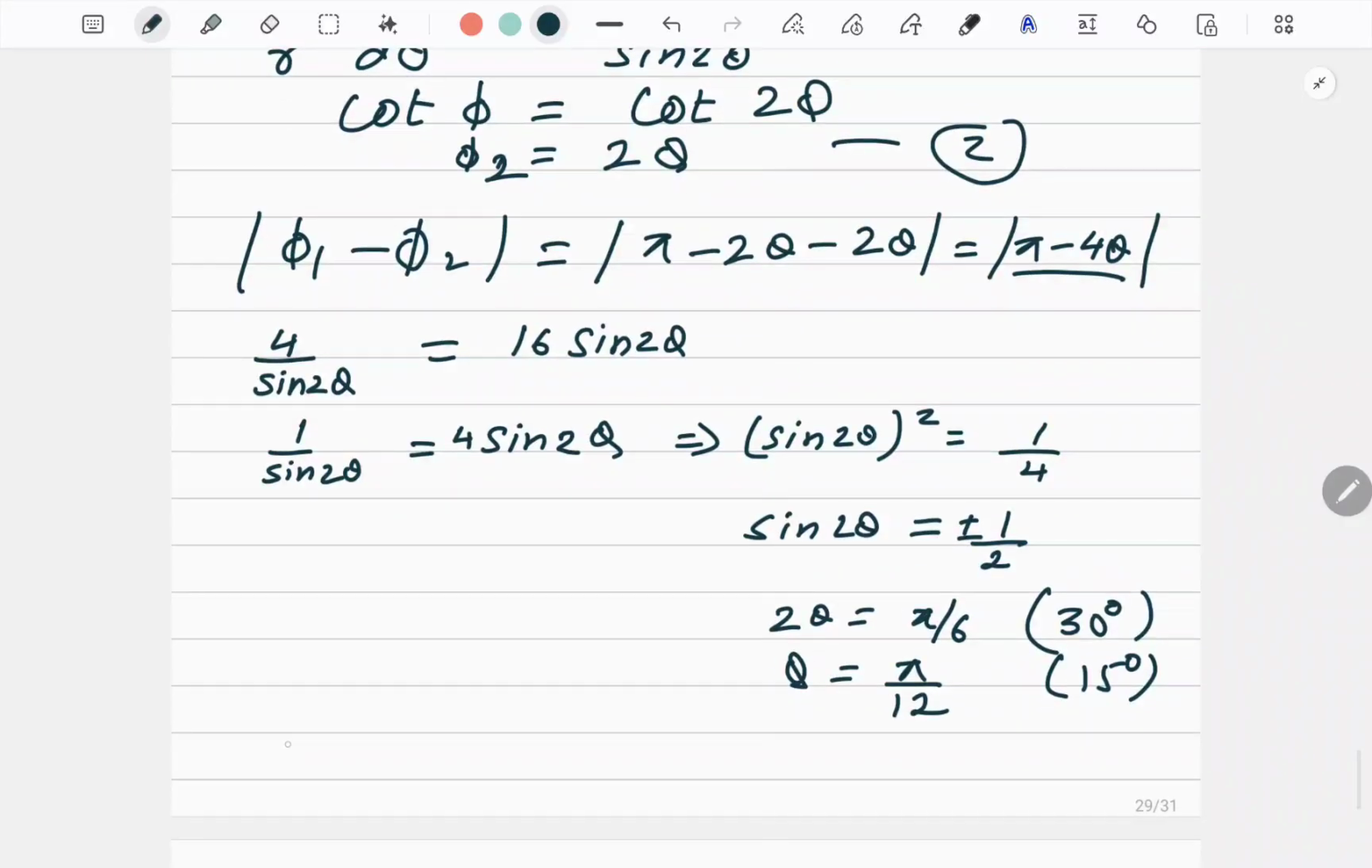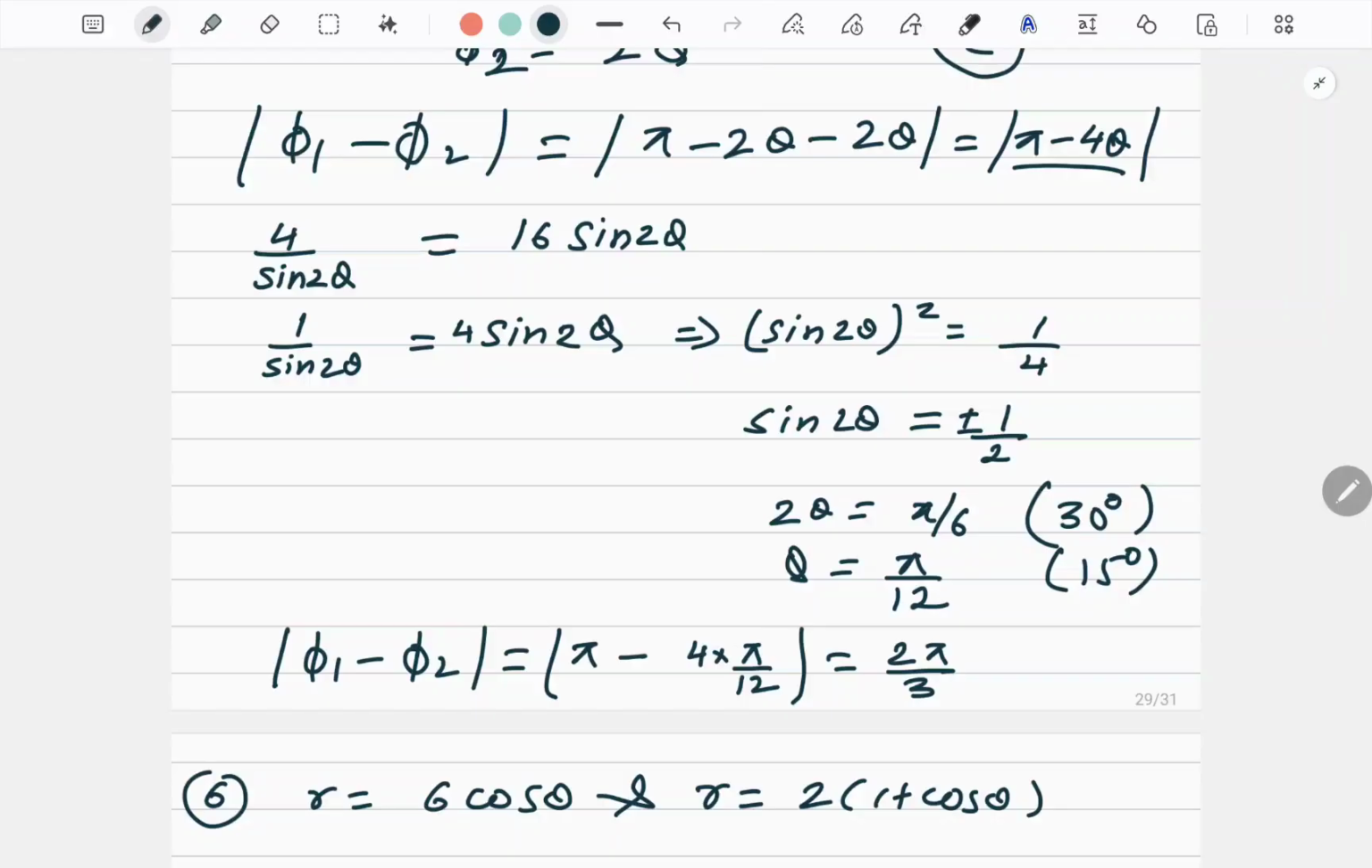So now go back there, and phi 1 minus phi 2 is equal to pi minus 4 into pi by 12. So pi by 3, right? Four 3s are 12. So pi minus pi by 3. So 3 pi minus pi is 2 pi by 3. 2 pi by 3 I'll get. Okay, so I got 2 pi by 3.